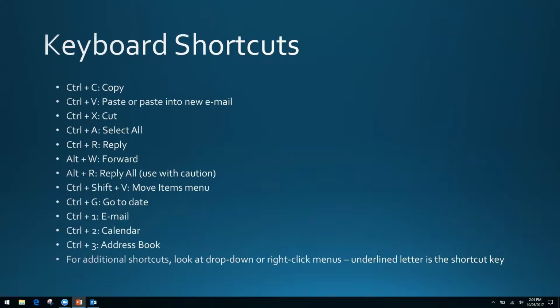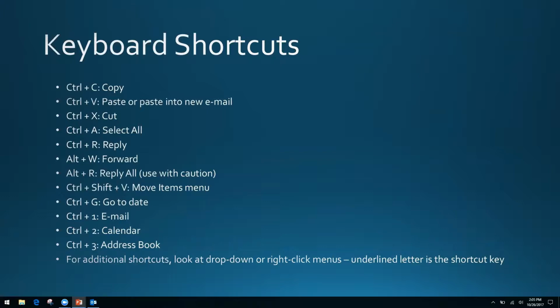Alt-W is to forward an email. Alt-R is to reply all. I say use with caution. A lot of people do not need to reply all the time, and you can get yourself into a little bit of trouble if you are replying all to things that maybe you should not be passing along to everybody, so use that one with caution. Control-R for reply is probably the better choice, unless you know for sure that everybody needs the information that you are sharing.